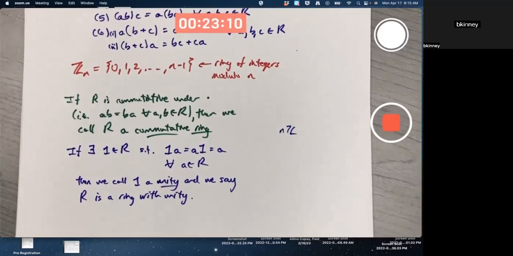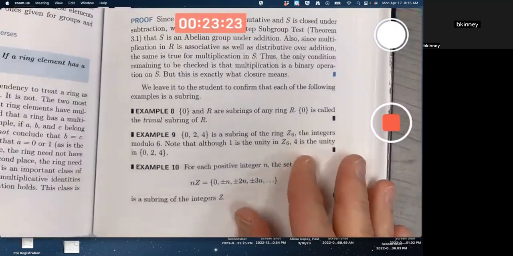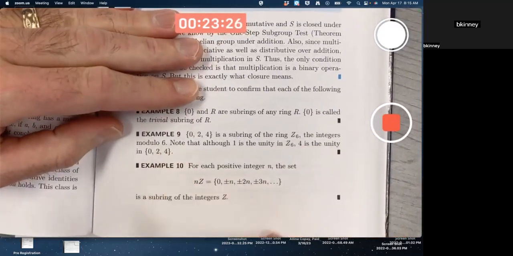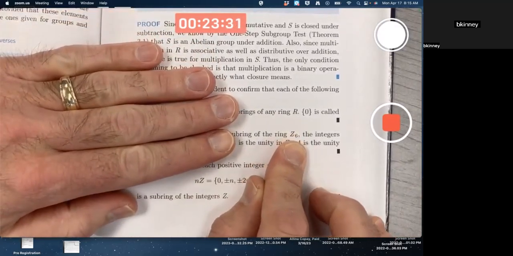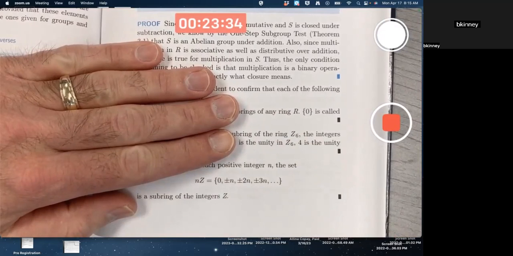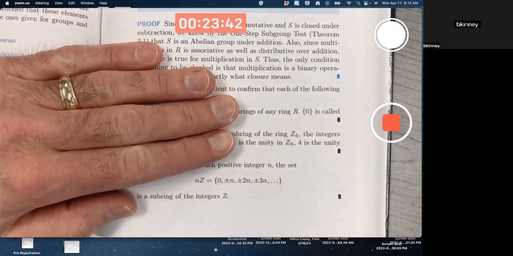You do have to be careful though. And here, maybe this will be the only example of a really weird ring that we look at. Take a look at example 9 in chapter 12. Z6, focus on Z6 first. Z6, right? 0 through 5 under addition mod 6 and multiplication mod 6 is a ring. It's got a unity. It's commutative. Multiplication is commutative mod 6. But it's a little weird ring.